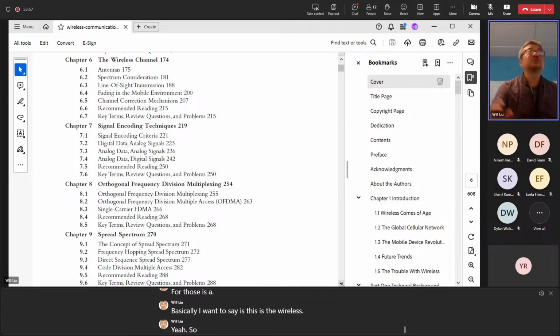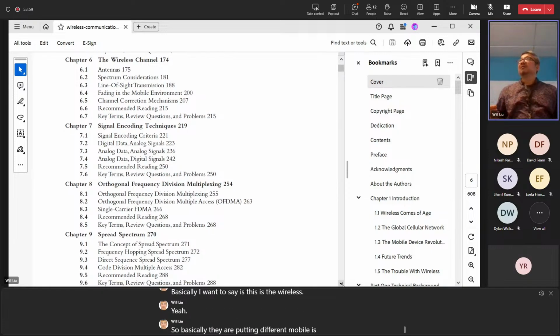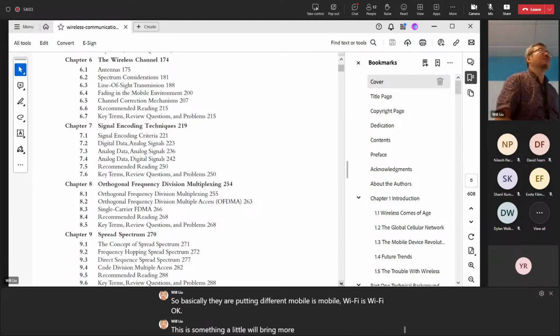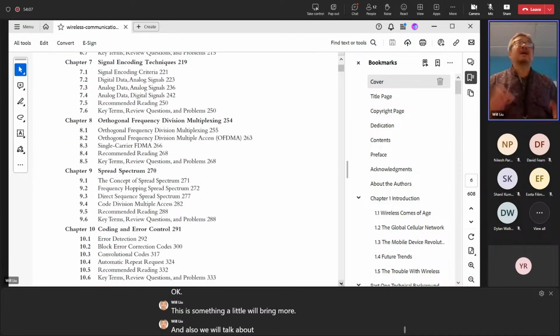Yeah, so basically they are two different. Mobile is mobile, Wi-Fi is Wi-Fi. Okay, this is something later on we will bring more details. Okay? And also we will talk a little bit about coverage.